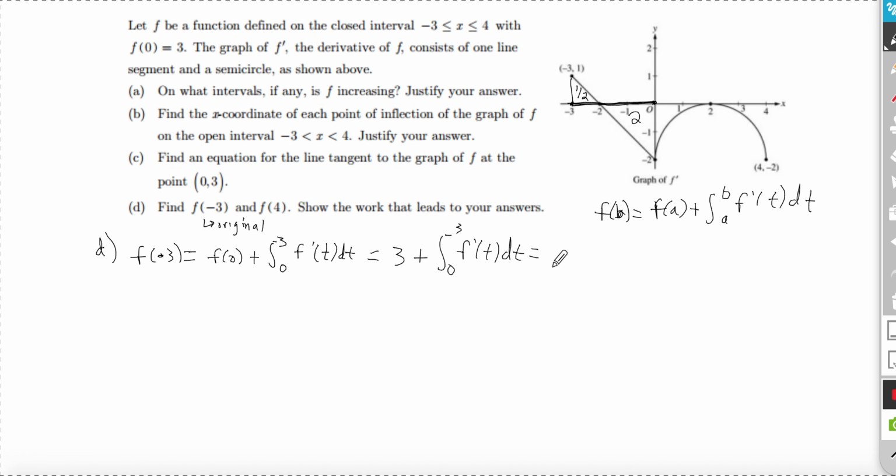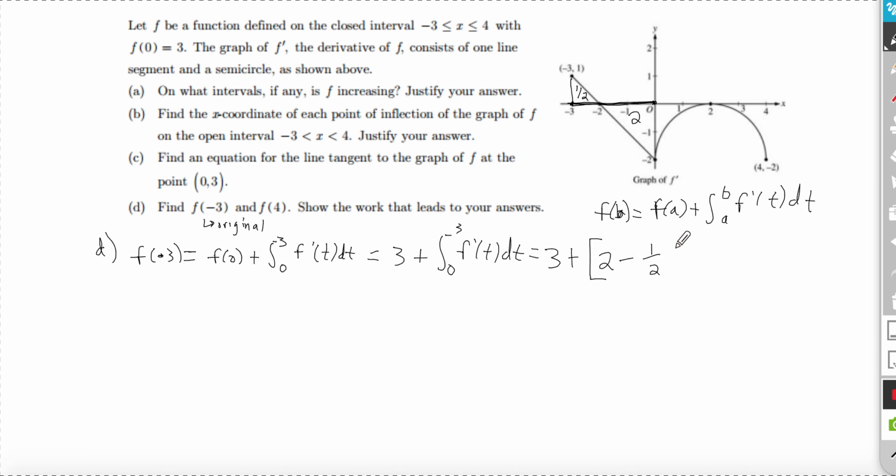Now I got to get my signs right here. So it's going to be 3 plus. As I take the integral, I'm going backwards and below. So this would be negative and negative. So that'll make it a positive signed area. I'm going backwards as I integrate this direction and above the x-axis. So that's negative, positive. So I'll make it a negative area there. So minus half.